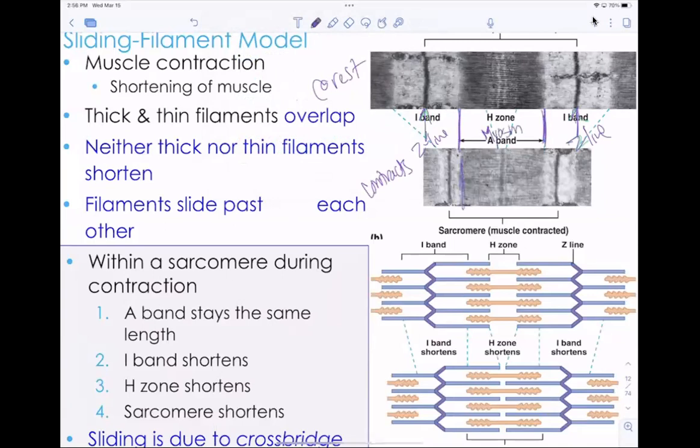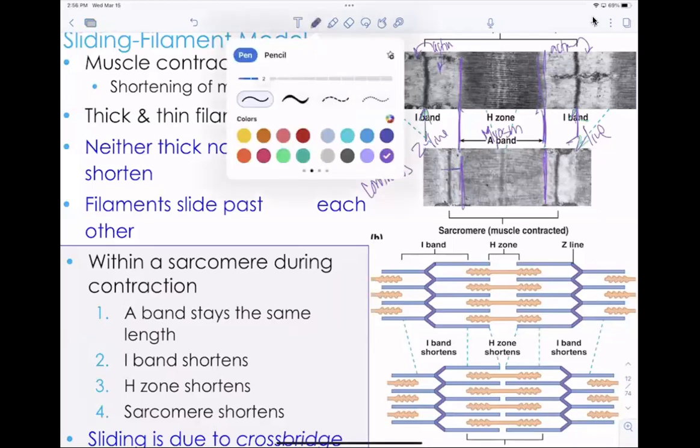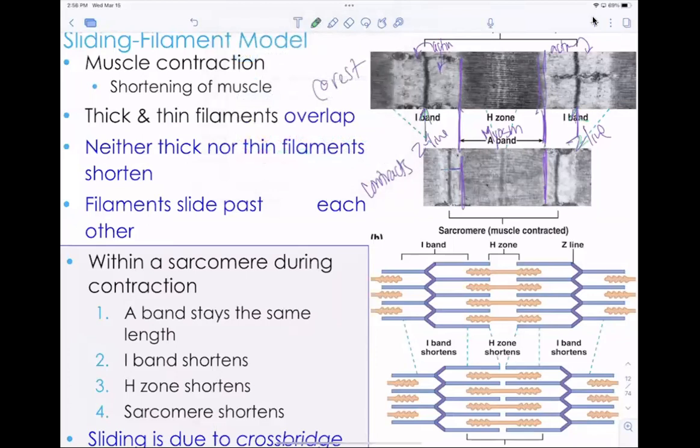And the myosin does not change in width. Myosin stays the same. But where you have actin, the I bands, that gets significantly smaller. And so what we're seeing here is that the actin are getting pulled over the myosin.